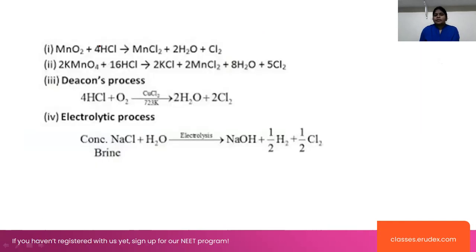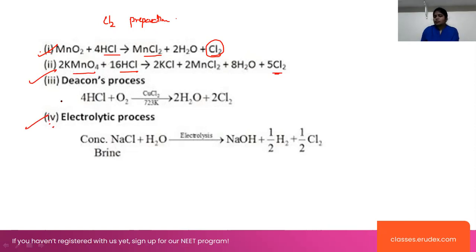Next is Cl2 preparation, a halogen compound preparation. Cl2 preparation and properties are very important from the examination point of view. For Cl2 preparation, we take manganese dioxide, which is treated with HCl. It is converted into MnCl2 along with water and Cl2 production. Potassium permanganate reacting with hydrochloric acid will also give Cl2. Deacon's process and the electrolytic process are important here.